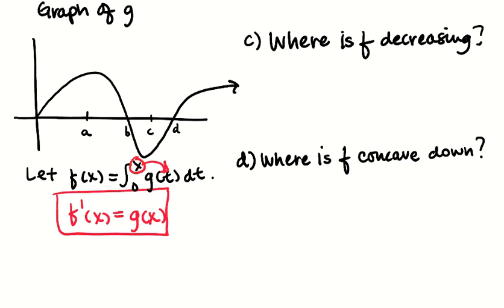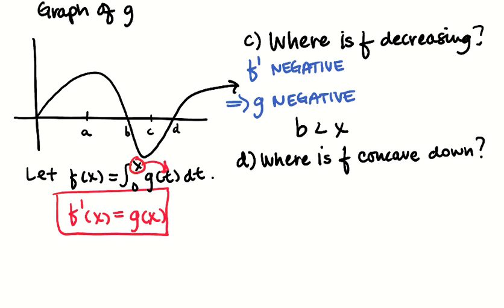If I were to ask, where is f decreasing? Well, wherever f prime is negative. That's what decreasing means, that the derivative is negative. So f prime is negative. That gives me that g is negative. And we know that g is negative wherever the graph is below the x-axis. That looks like between b and d. So I'll say b is less than x is less than d.